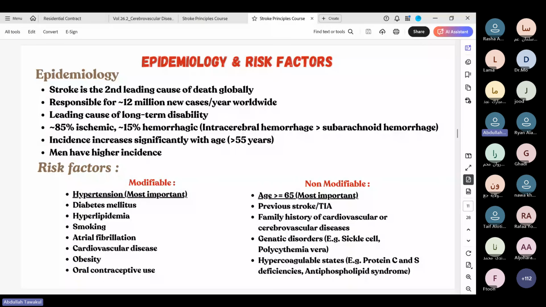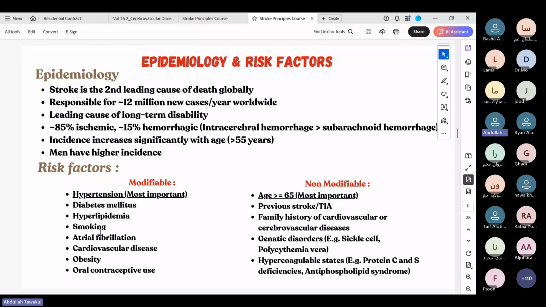Someone is asking which is more common, stroke or MI, because of hypertension. I didn't understand the question. Which one is more common, MI or stroke? Cardiac disease is way more common. So cardiac disease, then strokes. Okay.